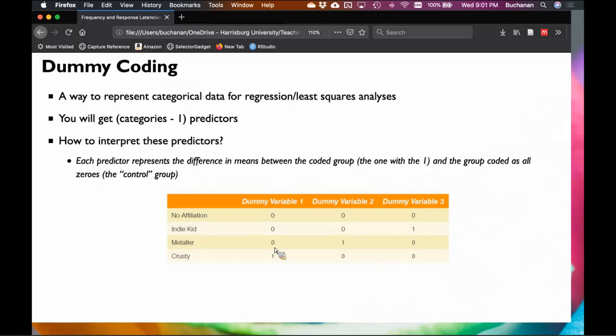So dummy variable one here will be the group labeled one versus the control group. Okay, and the control group is the group that's labeled with all zeros. Okay. So it'll be crusty versus no affiliation, and then metalhead versus no affiliation, and then indie versus none. Okay. If you wanted to compare the indie kids to the metalheads, you'd have to reorder the variable and just run it again. So these end up becoming little mini t-tests, and I know you guys have had t-tests, so essentially it's the difference between the means controlling for everything else.